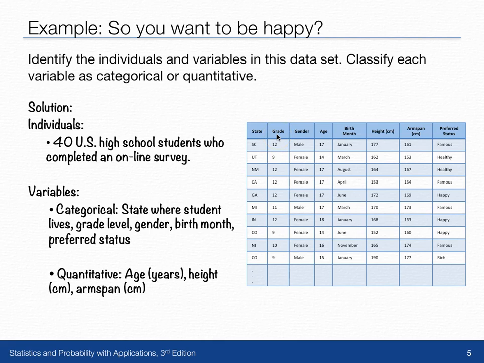Quantitative variables take number values for which it makes sense to find an average. So for that, we'll say age, height, and arm span are quantitative variables. For some additional practice with individuals and variables, try exercise 1.